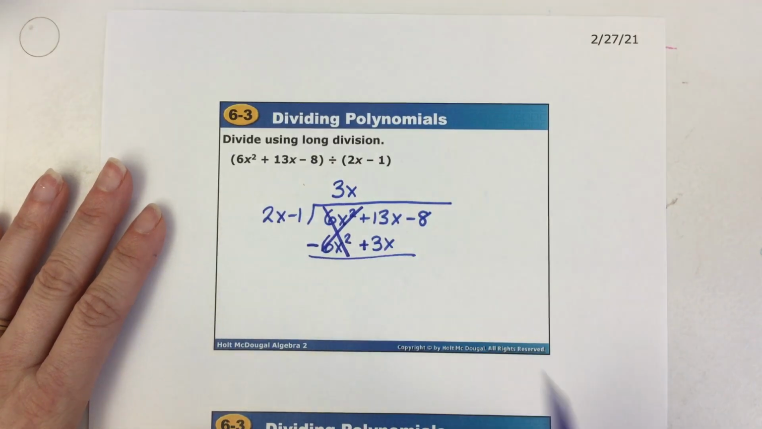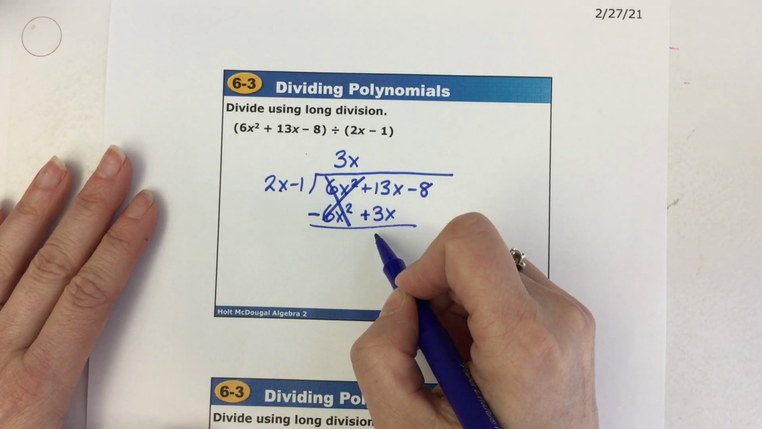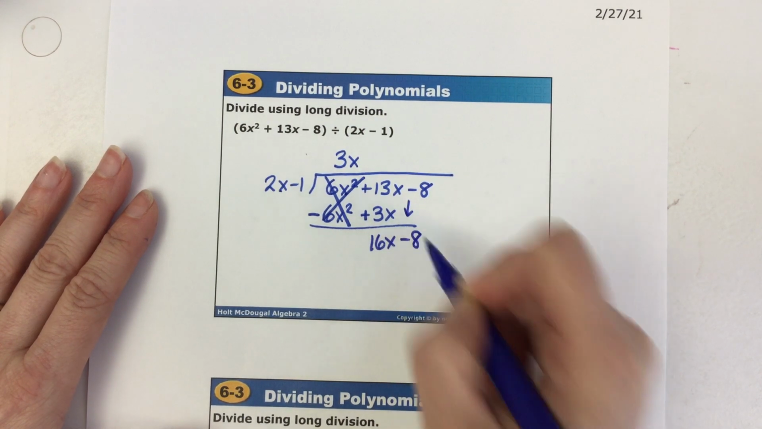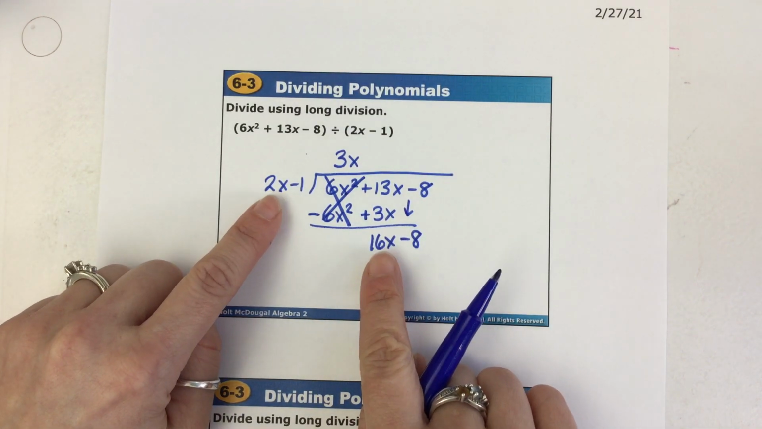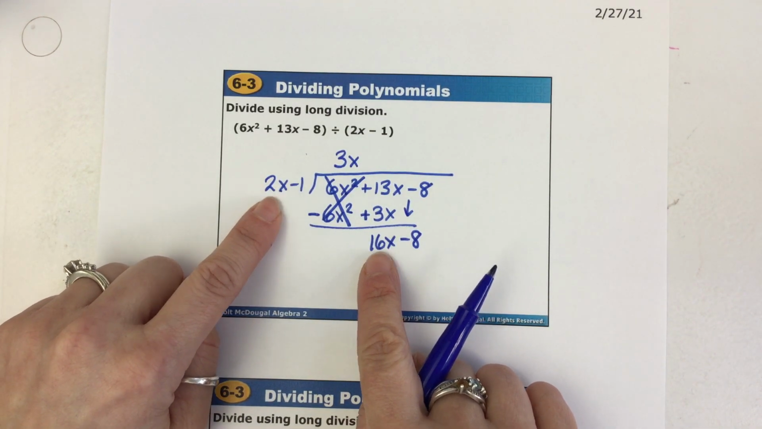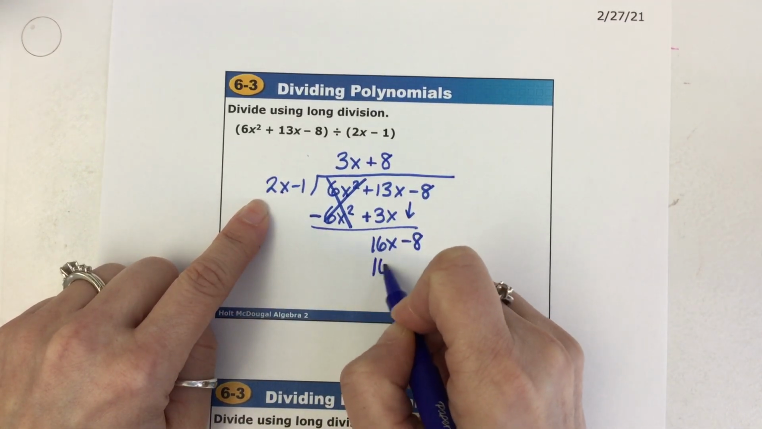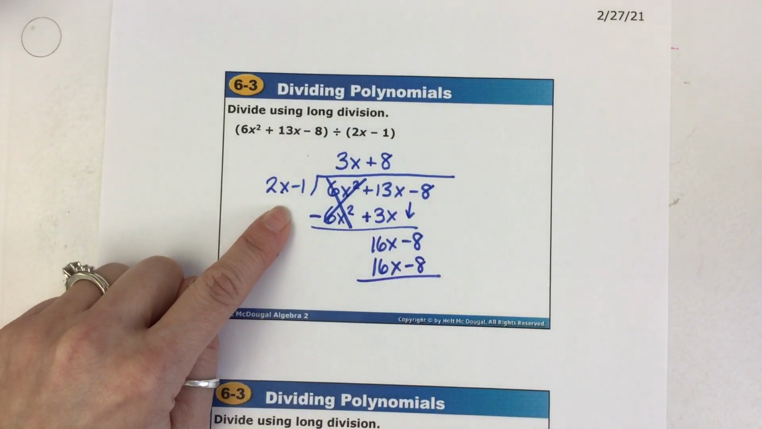Negative 6x squared, positive 6x squared cancels. 13x plus 3x is 16x. Carry down the negative 8, start again. 2x needs to become 16x. To change 2x into 16x, you multiply by 8. 8 times 2x is 16x. 8 times negative 1 is negative 8.